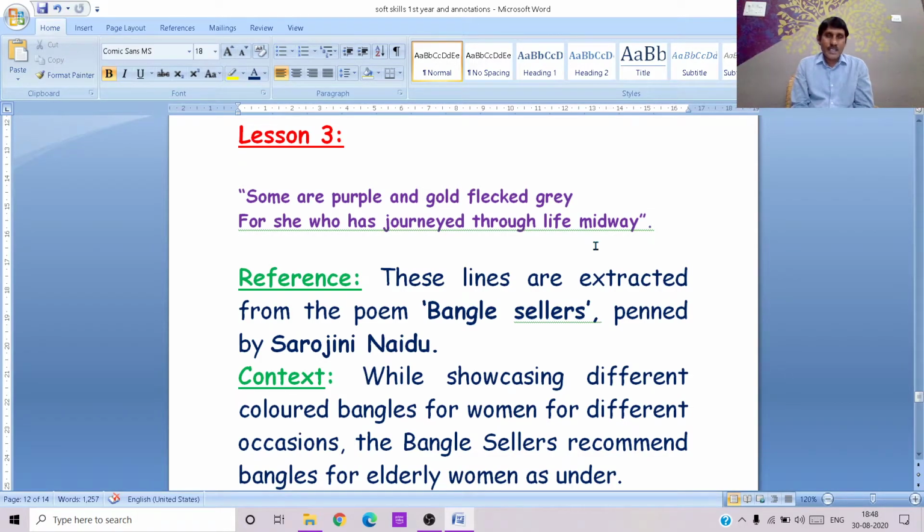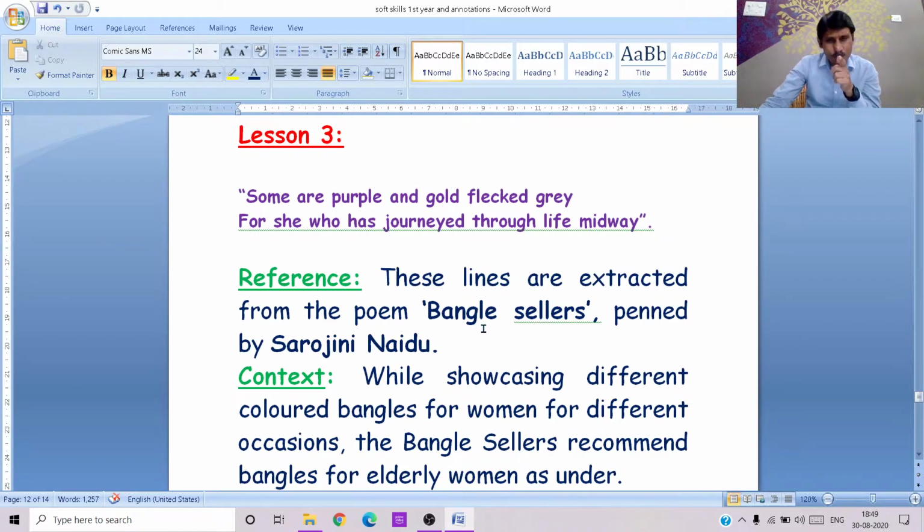Can you guess what this lesson or poem is? Yes, these lines are extracted from the poem Bangle Sellers. It is a poem penned by Sarojini Naidu, a famous poetess of India, who was popularly called the Nightingale of India. She was a great freedom fighter and the first woman president of the Indian National Congress, and she was a close associate of Gandhiji, and a great politician and orator. She was called the Nightingale of India. So in this poem, she is speaking like this: some are purple.